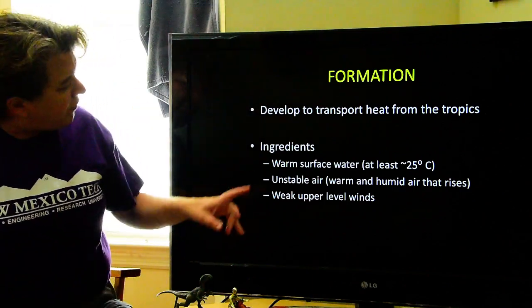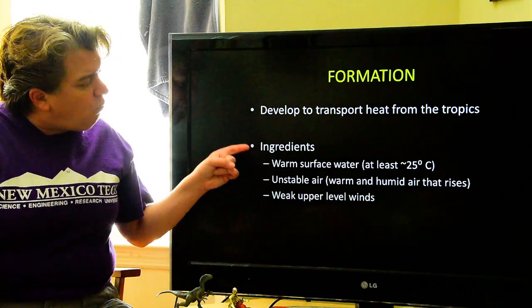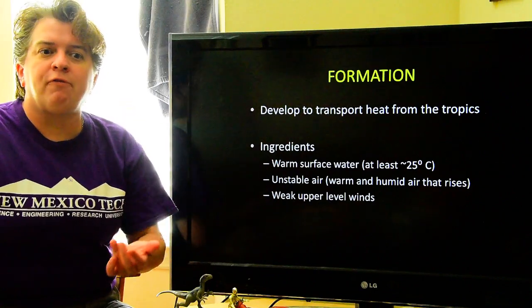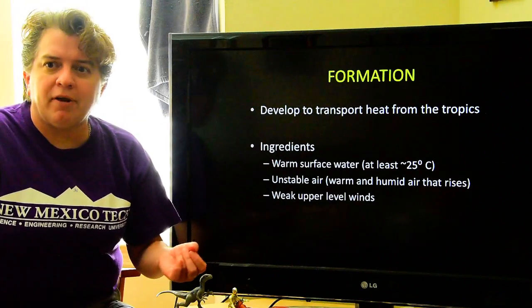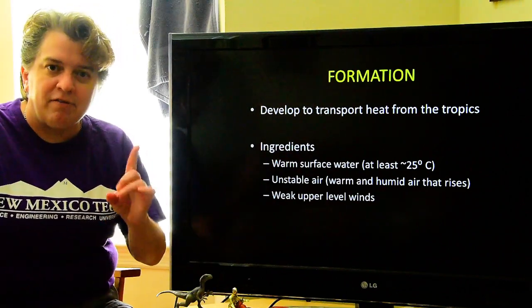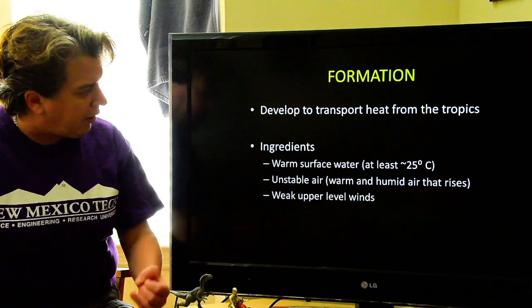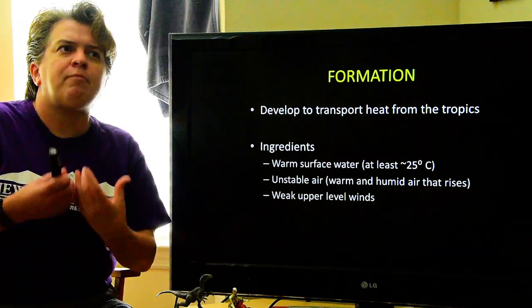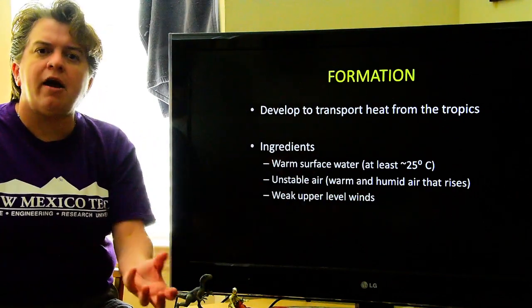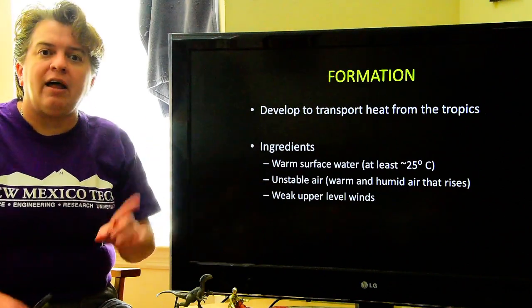But anyway, what are the ingredients for the storm to develop and transport this heat from the tropics? Well, there's three basic ingredients. You need warm surface water. And that's why, when the Gulf of Mexico gets really, really hot, these things really like to form, because you need warm surface water. You need unstable air. When we're talking about atmospheric instability and unstable air, this is warm and humid air that wants to rise. And then you need weak upper level winds.